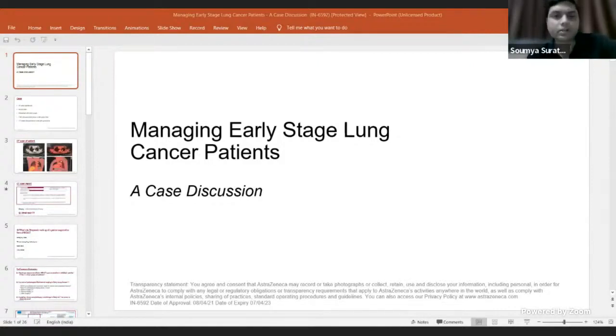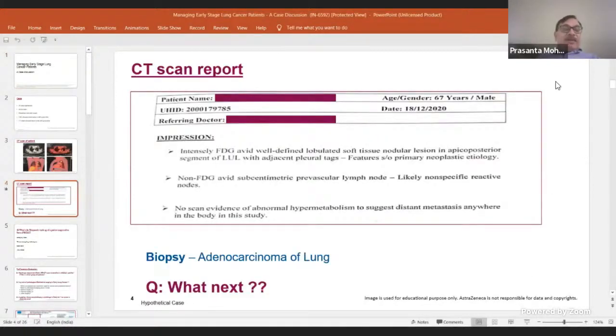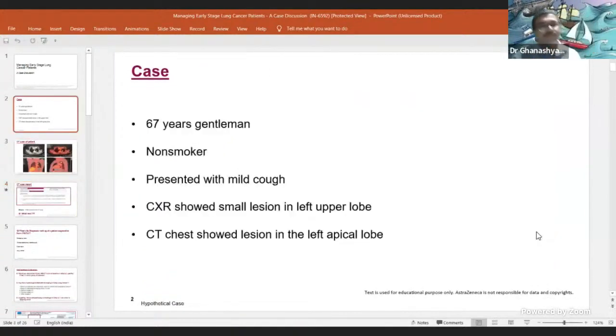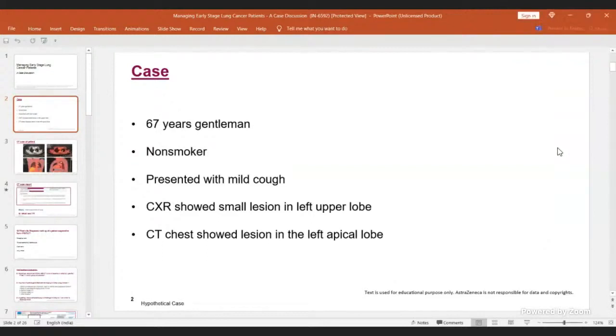And the PET scan is showing... the slides are not moving. Please just move the slide. Is it moving? Yes, moving. Just a minute. Are the slides moving or not? Perfectly working, sir. Moving, sir.